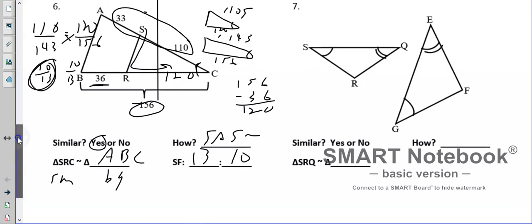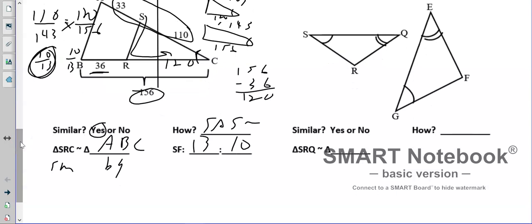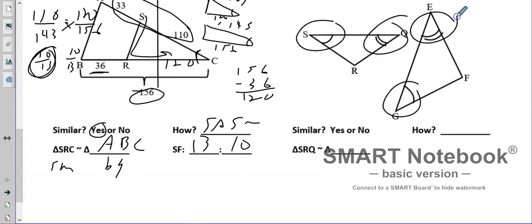All right, number 7. All right, here we have 1 and 1, 2 and 2. Right off the bat, we know we have AA similarity. We don't have any numbers. We don't need any numbers. We have angle similarity. But again, we have to pay attention.